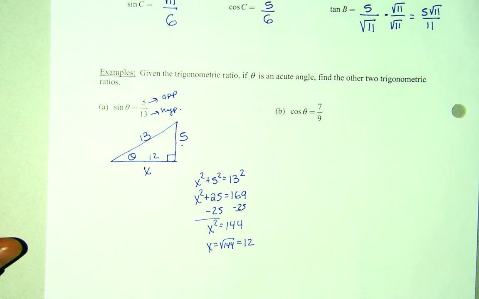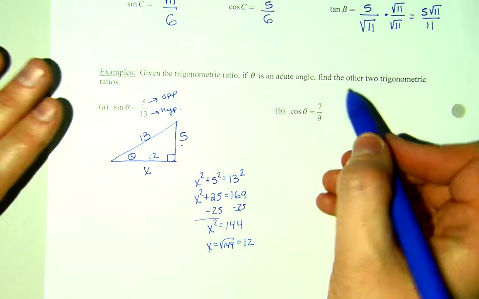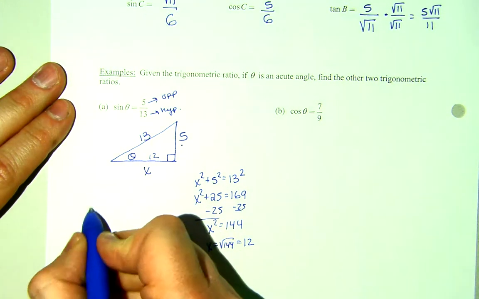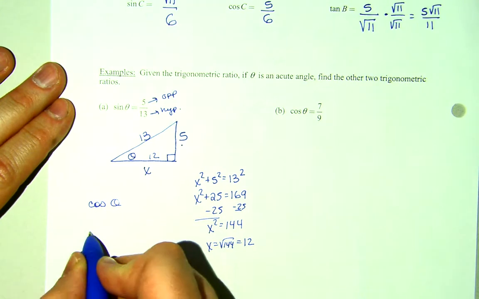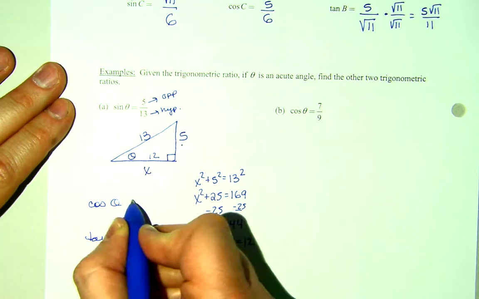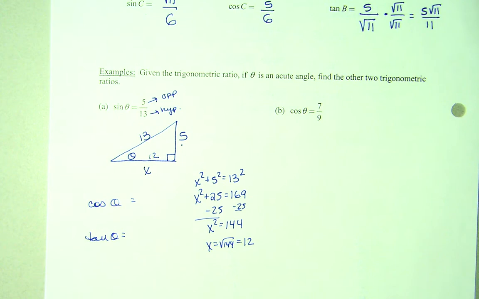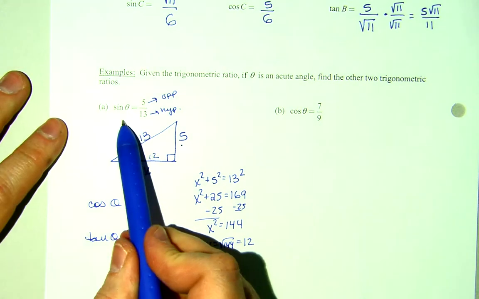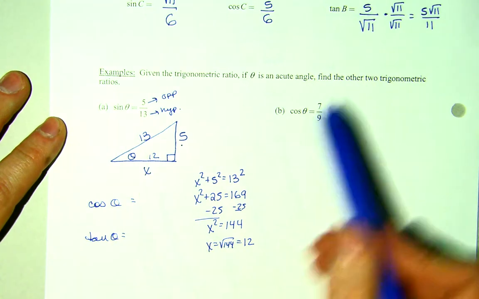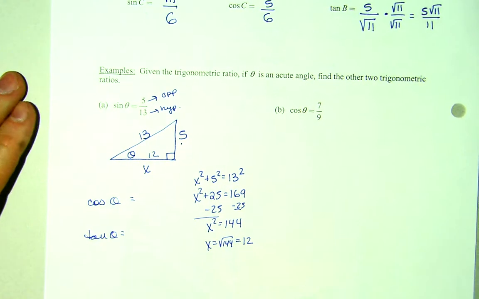It might help. What I want you to do is find the other two trig ratios for this thing. So that means I need you to go find the cosine of theta and go find the tangent of theta. Do it. So I told you the sine of theta. I now want you to find the other two trig ratios. Cosine of theta and tangent of theta.